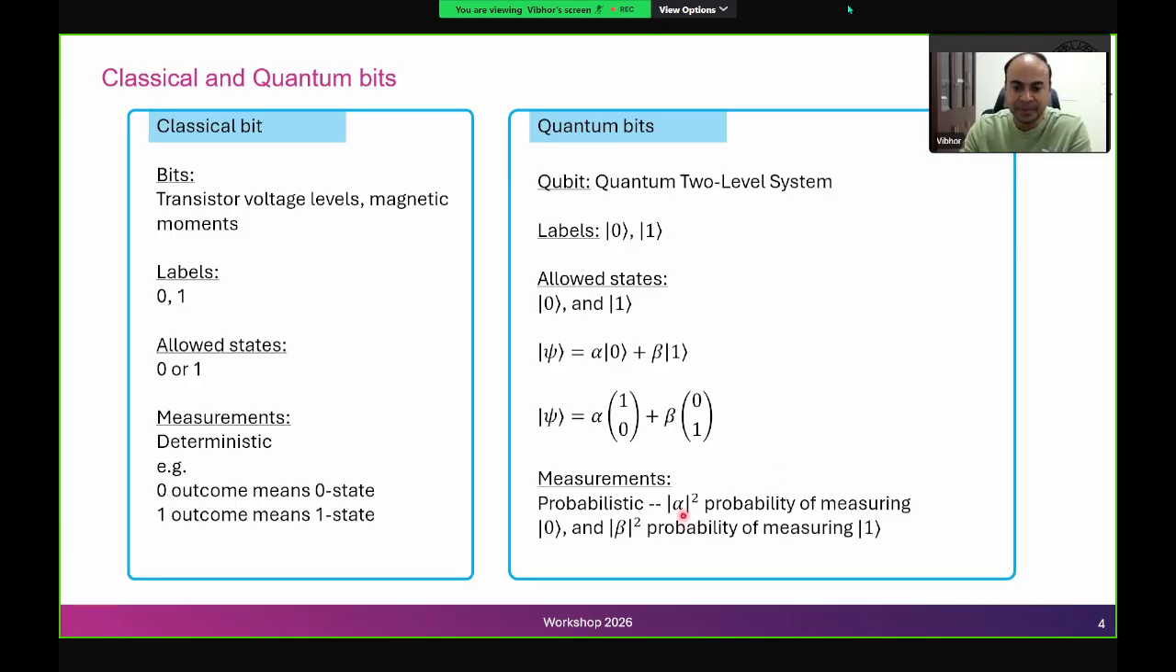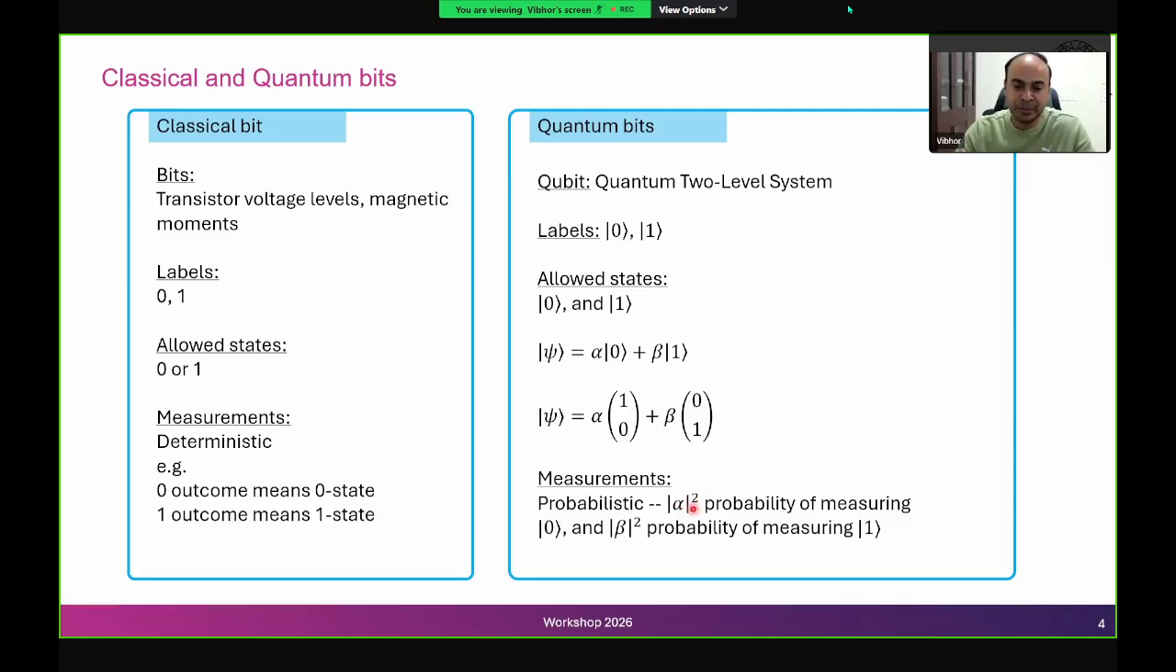But if we perform this measurement by preparing the system in the same state multiple times, then sometimes we'll measure 0, sometimes we'll measure 1. And from those distributions, we can infer that the probability of measuring 0 would be something like alpha squared, and the probability of measuring 1 would be beta squared. So the important point I'm trying to emphasize is that the measurement is probabilistic.